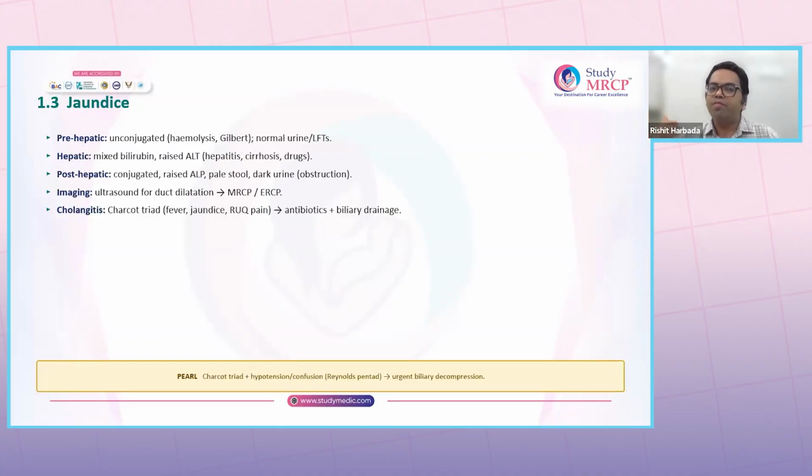It will not show the presence of bilirubin. The common causes are hemolysis, for example, G6PD deficiency, presence of malaria, thrombotic thrombocytopenic purpura. All this can actually cause this problem.